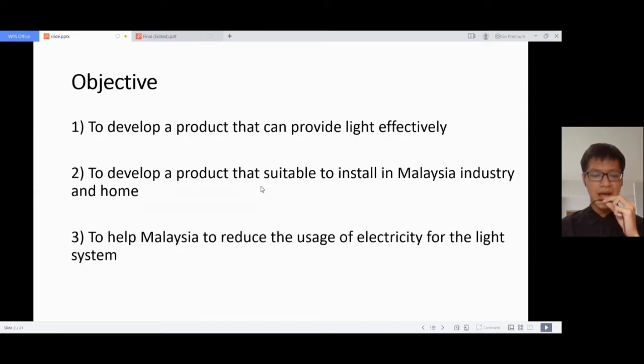So we have done this project. Our objective is to develop a product that provides light efficiency and is suitable to install in Malaysian industry and homes. And finally, we want to reduce the use of electricity for our product.